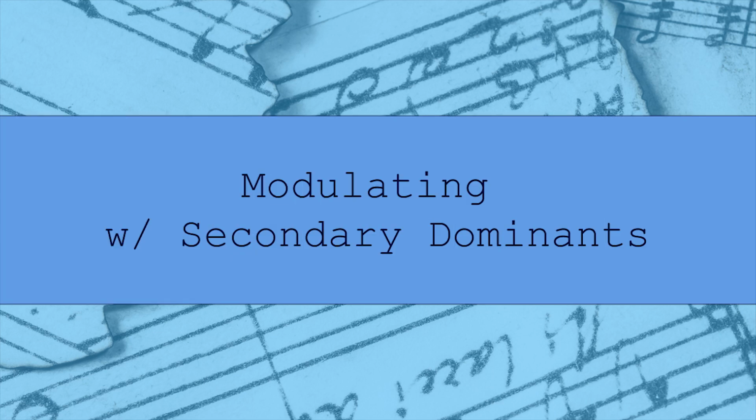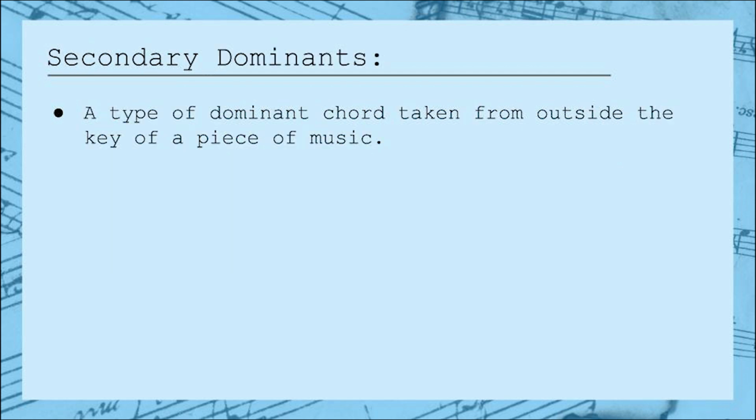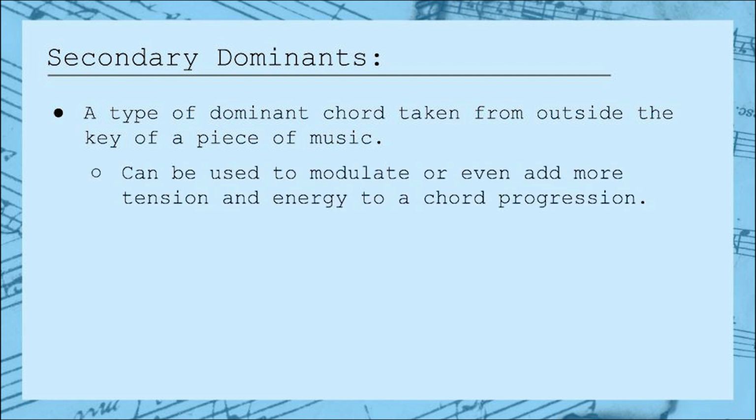Let's talk about a strategy for modulating to new keys. Modulating is one of the most reliable strategies for building energy and interest in your music. And one of the simplest tools for modulation is the secondary dominant. A secondary dominant is essentially a dominant chord taken from outside of your key. It can be used to modulate to a new key, or even to just add some interesting chromatic tension and energy to your chord progression.